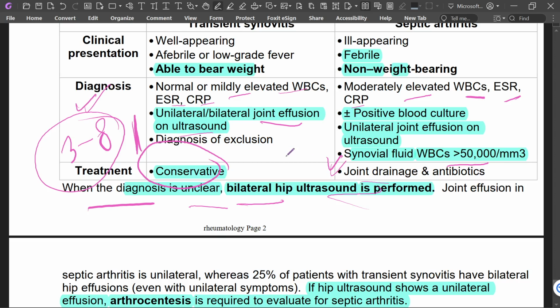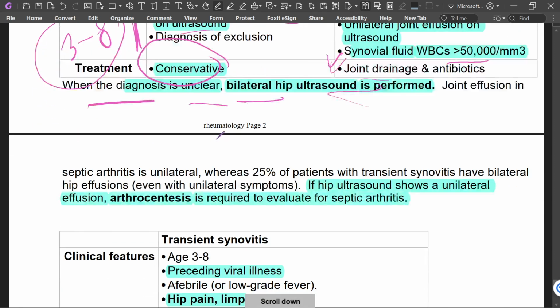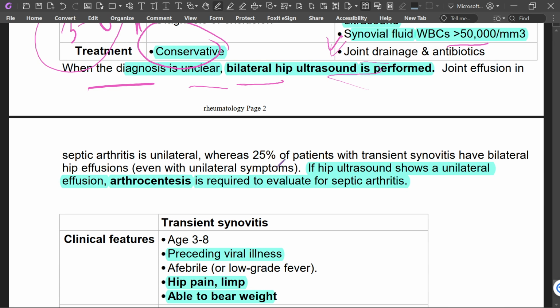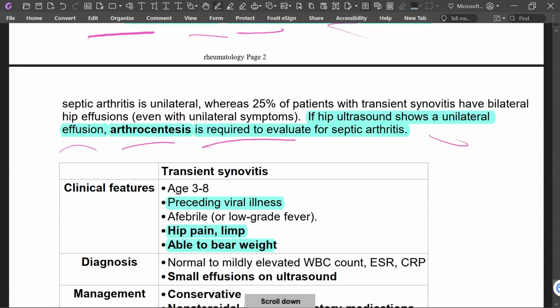When the diagnosis is unclear, bilateral ultrasound is performed for joint effusion. Septic arthritis is unilateral, whereas 25% of patients with transient synovitis have bilateral hip effusion. If hip ultrasound shows unilateral effusion, arthrocentesis is required to evaluate for septic arthritis. Very high yield: if there is unilateral joint effusion, look for arthrocentesis. If it is bilateral joint effusion, think about transient synovitis.